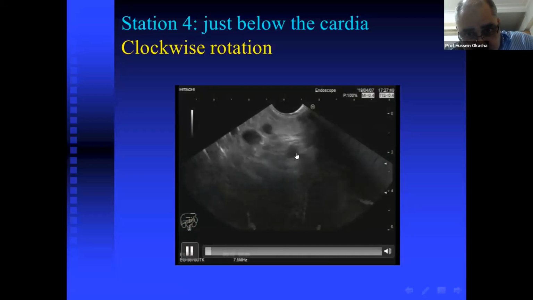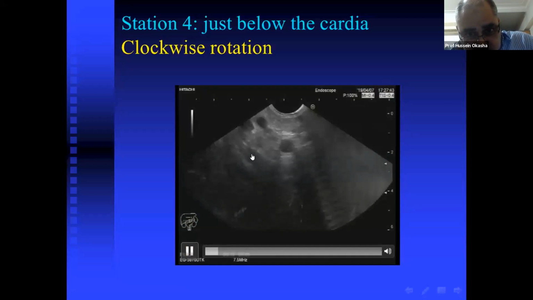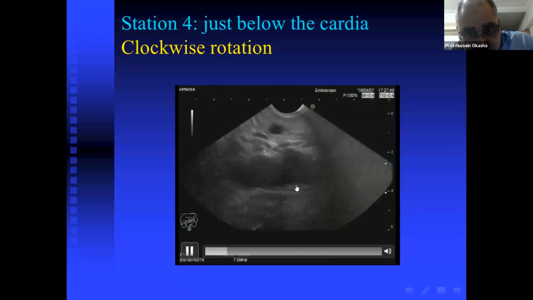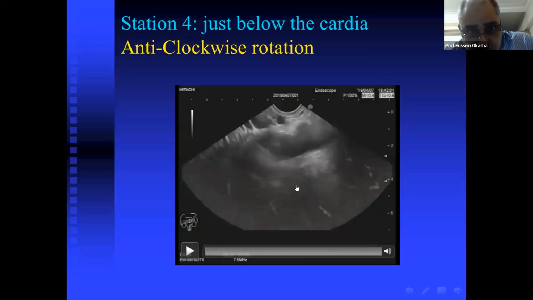So at this level, yes, I am now at the cardia, and this is nicely seen the aorta, and this is the first branch, which is the celiac axis, and this is the second branch, superior mesenteric, and this is the left renal.